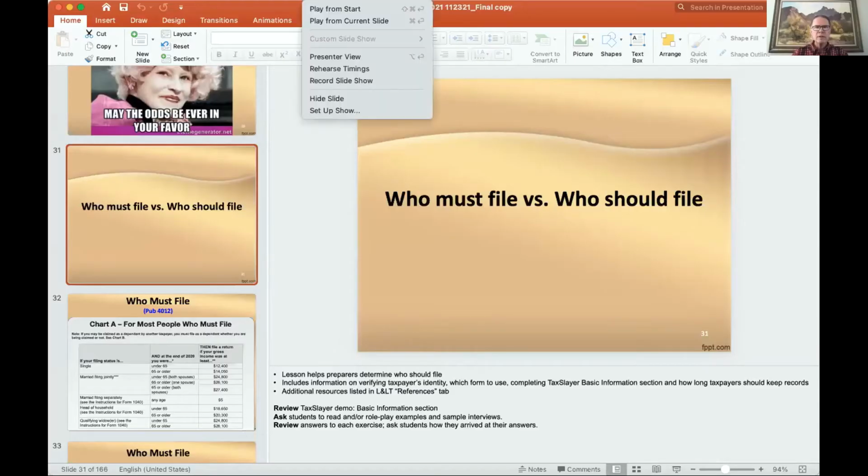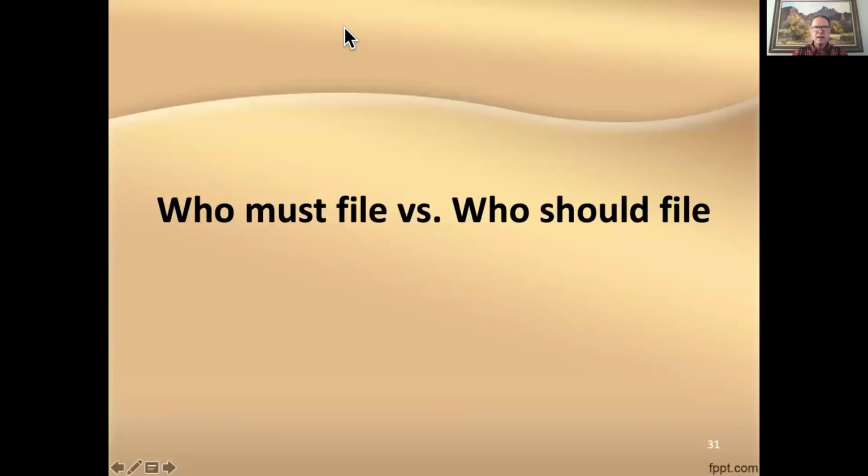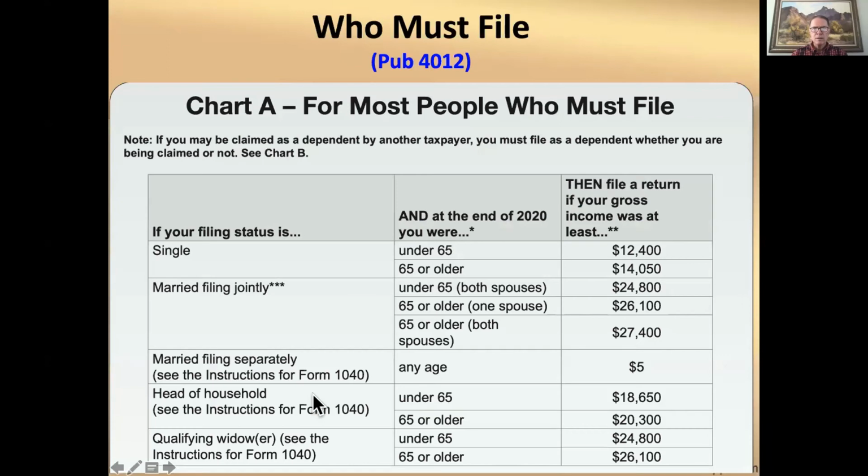Okay, I think we're ready to start this. Who must file versus who should file. In your Pub 4012, there's a chart. We already ran across it when we were doing the live version of looking at the 4012, but that chart is who should file or who must file. So if you're a head of household and you're under the age of 65 and you have a gross income greater than 18,650, then you're going to have to file. And the government's going to want to see that filing.